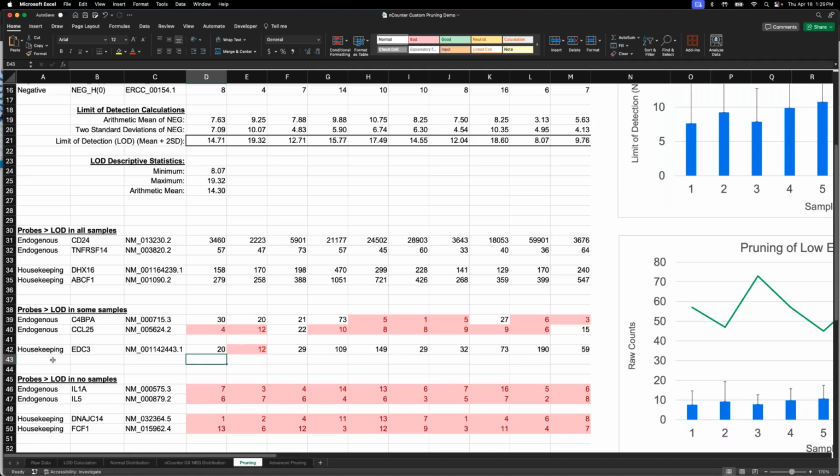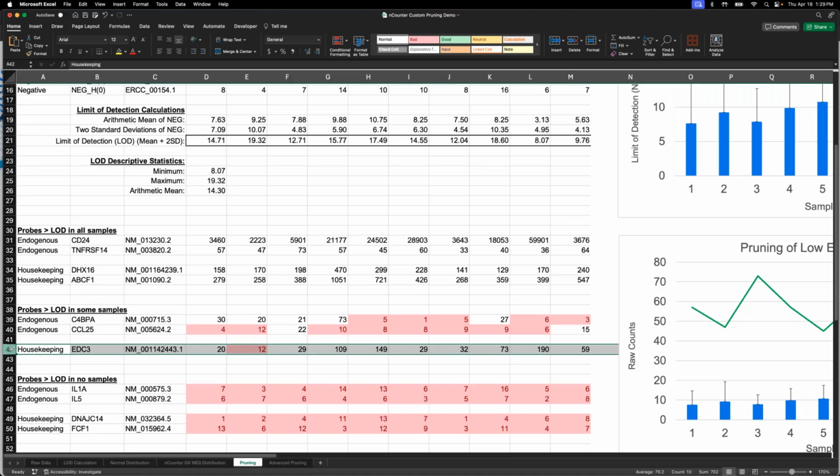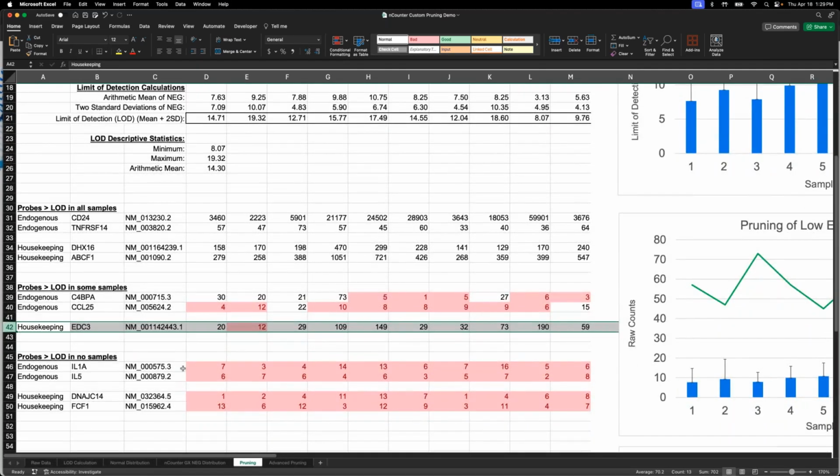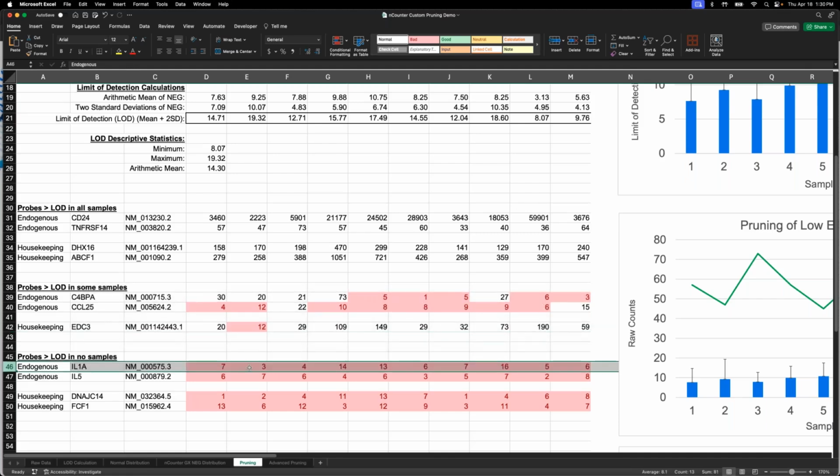If you're doing housekeeping gene normalization first, there's a chance that this gene might enter the normalization process, which is what we want to avoid. And again, this highlights why I wanted to put pruning before normalization, because of situations like this. Finally, the last class, the last situation, is a no-brainer as well. We look at IL-1A, this gene here. Clearly, it's below the limit of detection in every single sample. Let's get rid of it from the analysis.